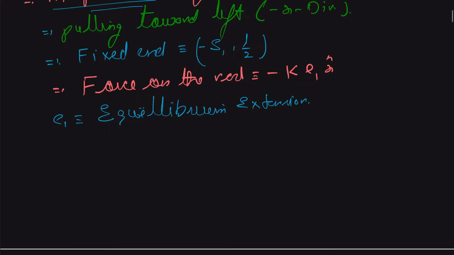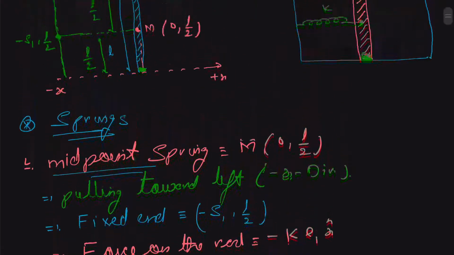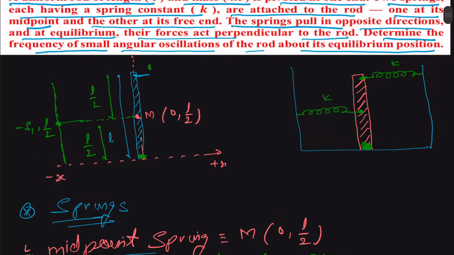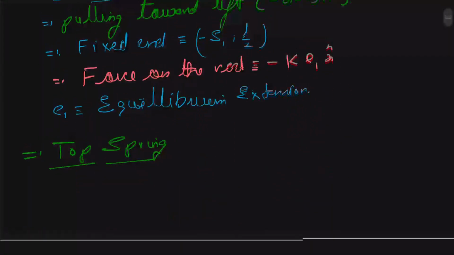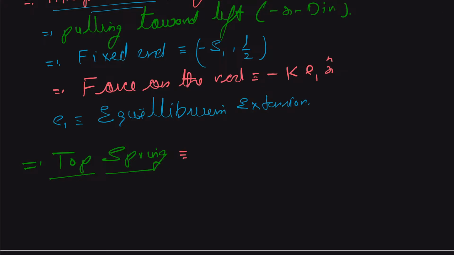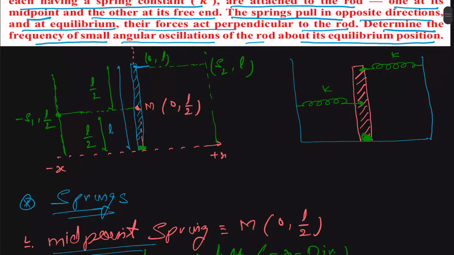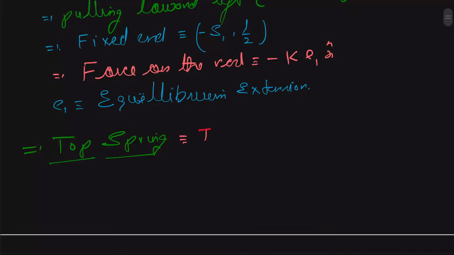Similarly, we have our top spring, and the top spring has a coordinate of 0 comma L, and it will be connected to the other end, which we can say is S2 comma L. So let us call this top spring T, with a coordinate of 0 comma L. And it will be pulling toward the right.